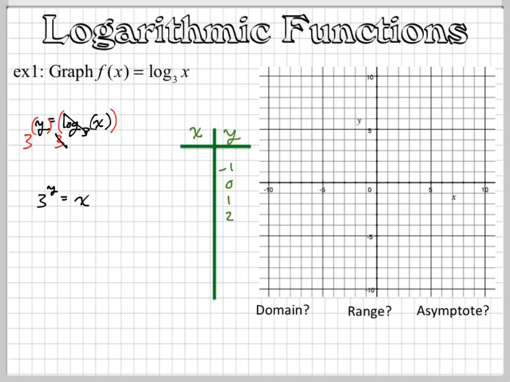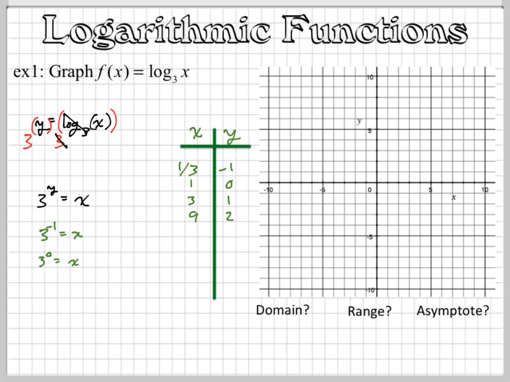So after I pick my y's, and I pick my y's because it's an inverse operation, it's easier for me to see. I plug in -1 to the y, so I get 3 to the -1 equals x. What is my x? 1/3. Okay, I plug in 0. What is my x? 1. If I plug in 1, I get 3. If I plug in 2, I get 9.